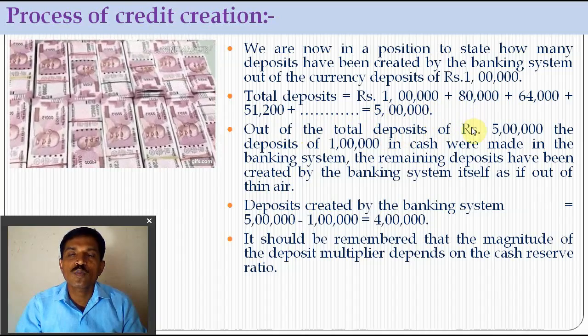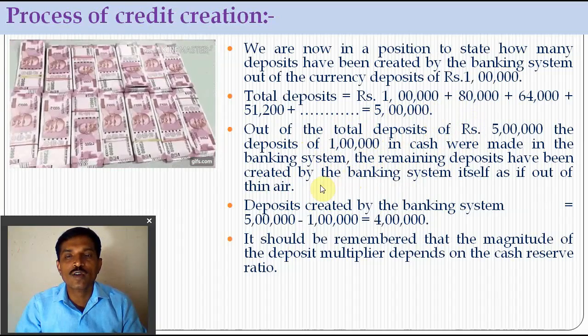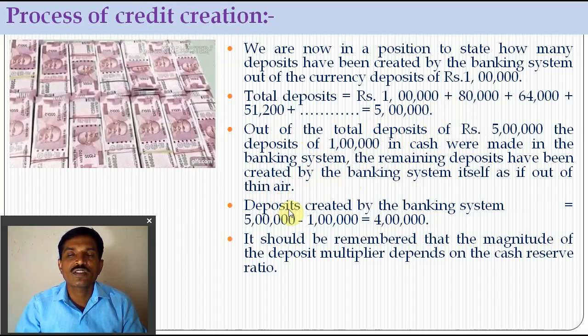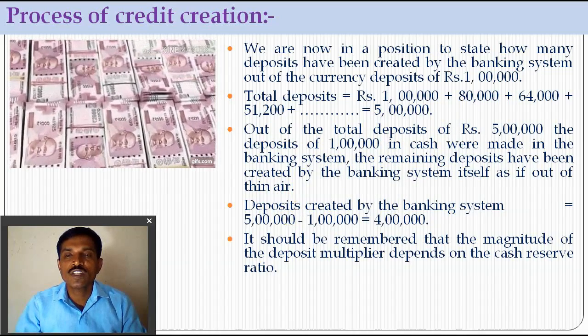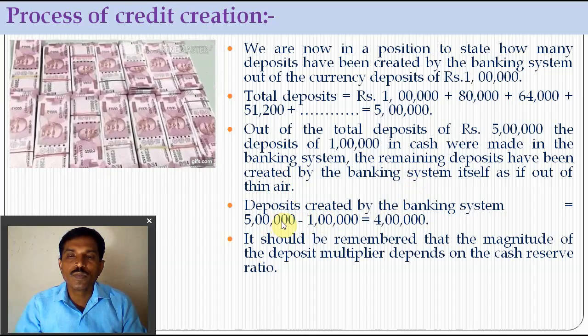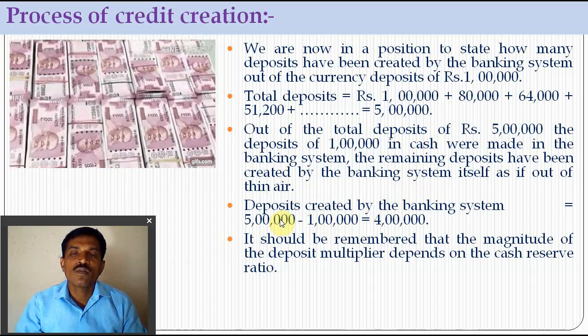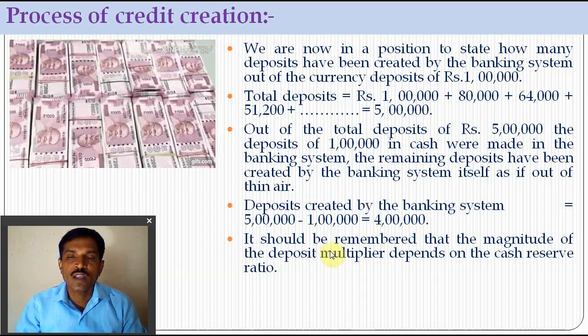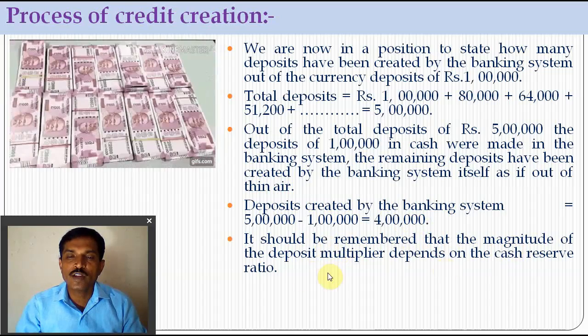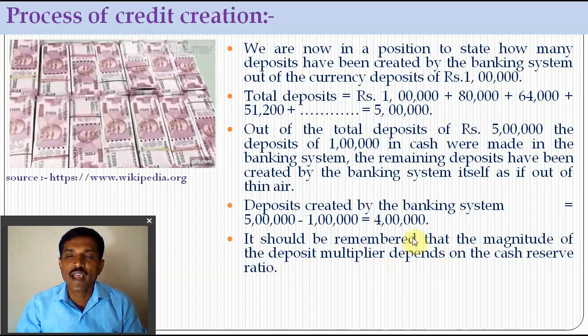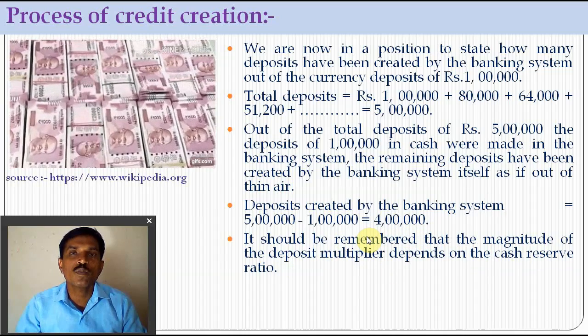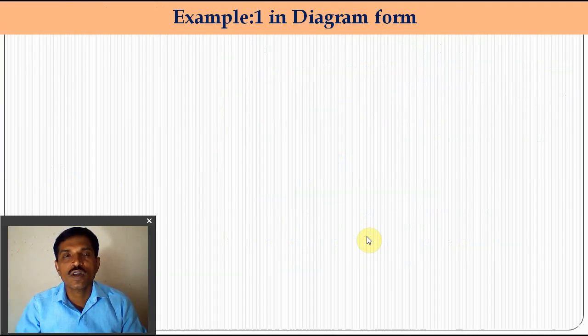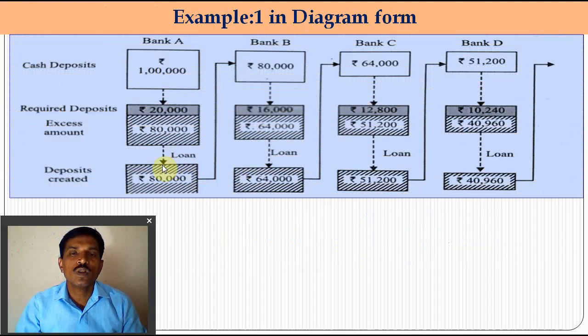So how the 5 lakh rupees is created from the 1 lakh rupees is explained with this deposit multiplier. Deposit created by the banking system is 5 lakh minus the primary deposit, which is equal to 4 lakh. So 4 lakh is created, and we should remember that the magnitude of the deposit multiplier depends upon the cash reserve ratio. How much money is created depends upon the cash reserve ratio. We can explain this with a diagram.